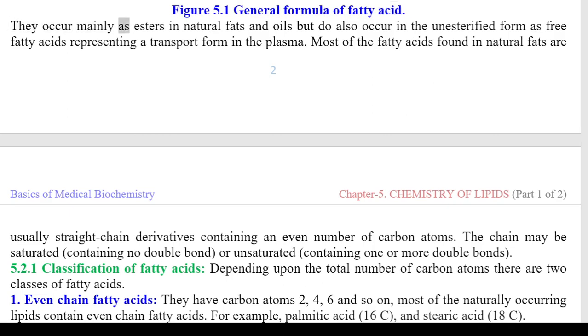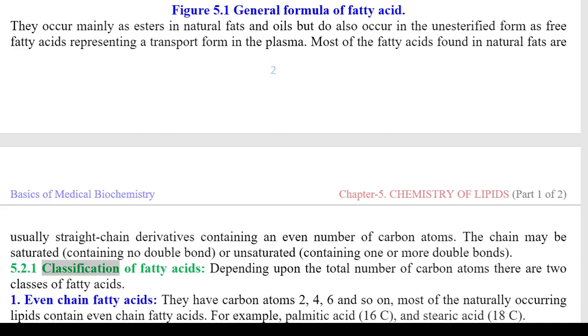They occur mainly as esters in natural fats and oils, but do also occur in the unesterified form as free fatty acids, representing a transport form in the plasma. Most of the fatty acids found in natural fats are usually straight-chain derivatives containing an even number of carbon atoms. The chain may be saturated, containing no double bond, or unsaturated, containing one or more double bonds.